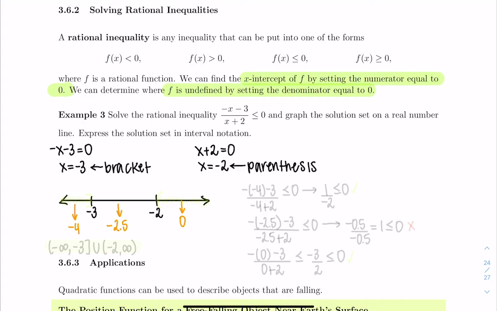And so let's plug those into the function. That's (negative 4 minus 3) all over (negative 4 plus 2) is less than or equal to 0. Well, what we end up getting, negative 4 is positive 4, minus 3 is 1, and then negative 4 plus 2 gives me negative 2, and negative 1/2 is definitely less than 0. So we want to make sure that we shade in this region.